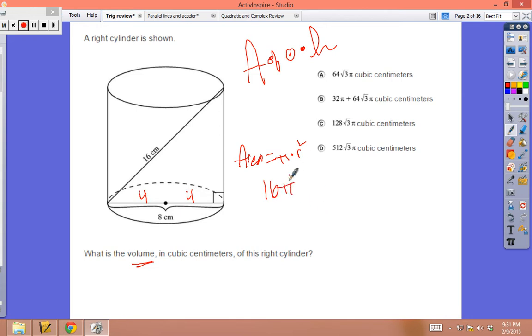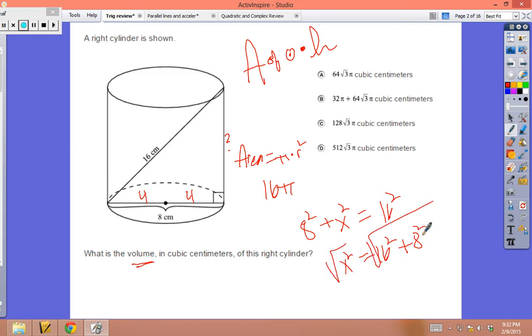And times that by the height. We don't know what the height is, but we can use the Pythagorean theorem. So we can use 8 squared plus x squared, and that's got to be the hypotenuse squared, which is 16 squared. So x squared equals 16 squared minus 8 squared, so x is the square root of 16 squared minus 8 squared. If I just type that in on my calculator, I think it's going to give me a decimal, and none of these answers are decimals. So I need to figure out what 16 squared minus 8 squared is.